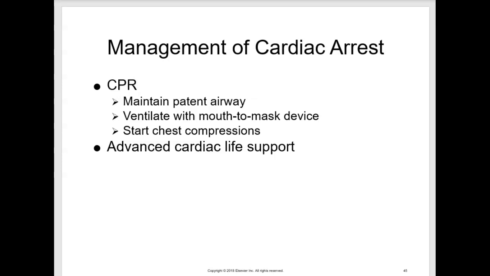Ventilate with a mouth-to-mask device or bag valve mask, giving rescue breaths at a rate of 10 to 12 breaths per minute. If an advanced airway is placed, the patient is intubated. One breath should be given every 6 to 8 seconds, which would be equivalent to 8 to 10 breaths per minute. The ventilation compression ratio should be maintained at 30 compressions to 2 breaths if an advanced airway is not in place.